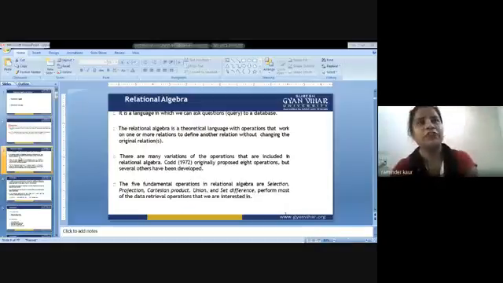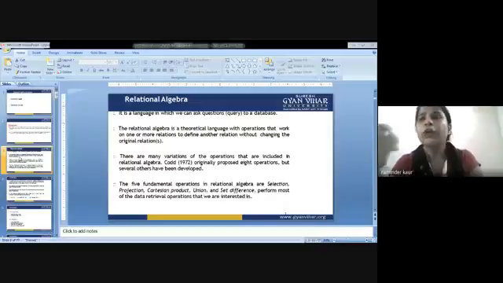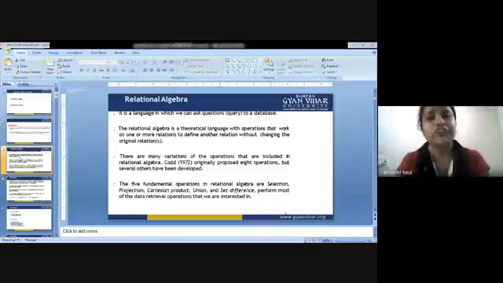Variations of the operation means the operation can vary from query to query. Operation can vary from data to data, according to the data that is being stored, according to the query that is being raised. That is included in the relational algebra.